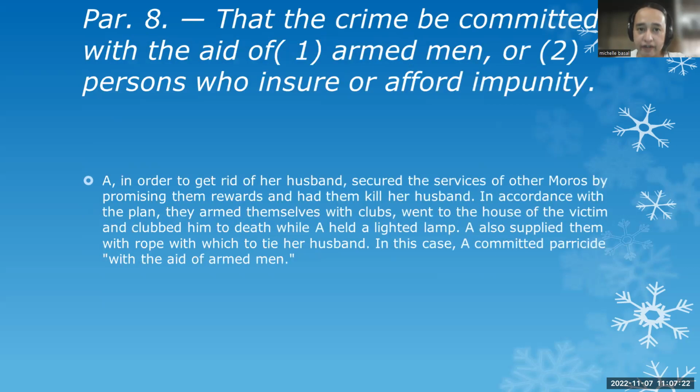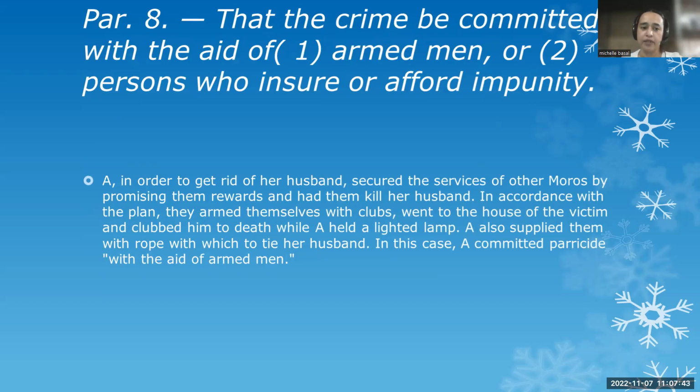Okay. Paragraph 8, that the crime be committed with the aid of armed men or persons who ensure or afford impunity. So there are two ways. Number 1, there is one armed man, who has a weapon. Or if there is no weapon, two persons.